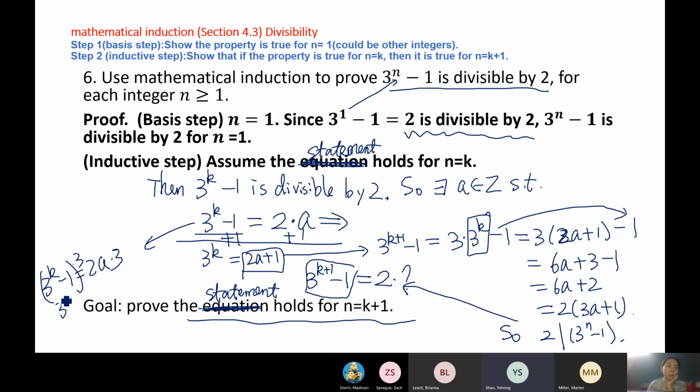And you will get 3 to the k plus 1 minus 3 equals 6a. And we only need a minus 1 on the left-hand side. We don't need a minus 3, right? So you can add a 2 to both sides. And you get exactly the same thing, 6a plus 2, see, 6a plus 2, okay?